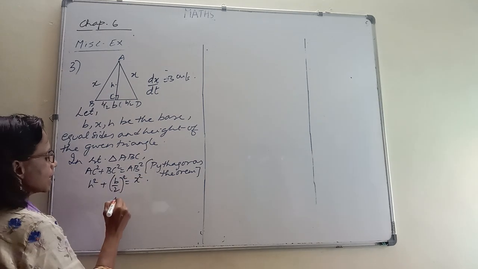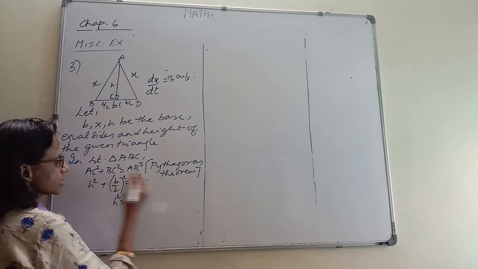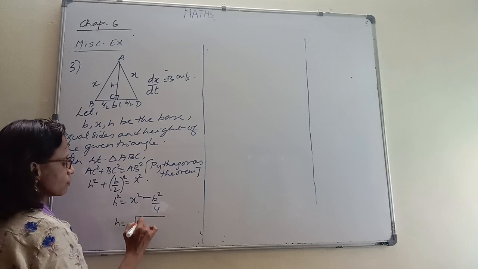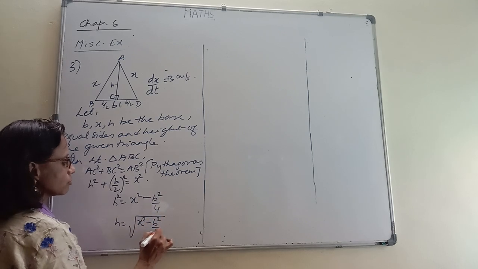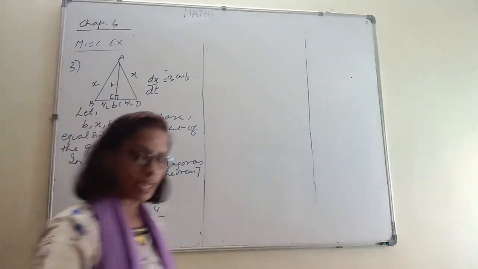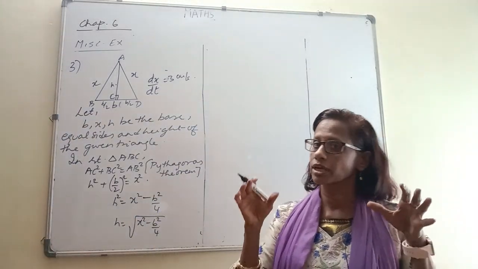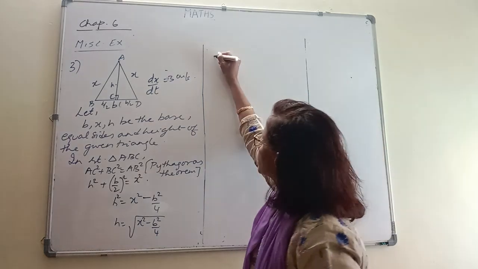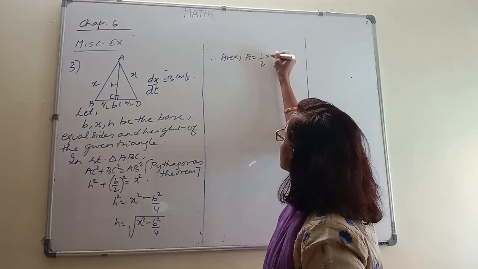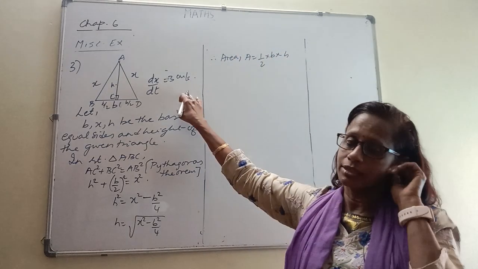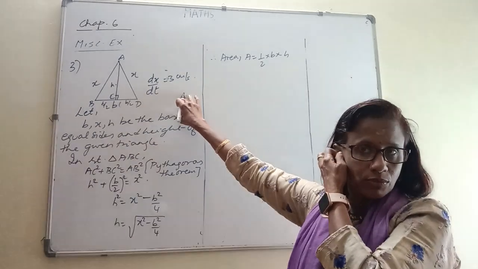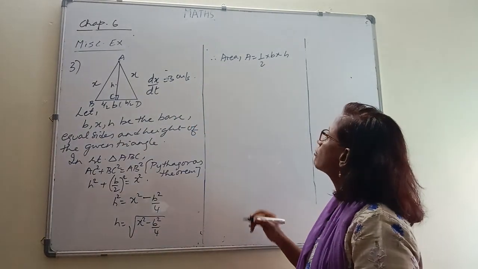So what's the height? Height squared is going to be X squared minus B squared over 4. So the height will be root of X squared minus B squared over 4. If this is the height, let's find the area of the triangle, because our emphasis is on the area. Area A is going to be half base into height. They have told us that the decrease of the equal sides is -3, so let's see how we can use it.